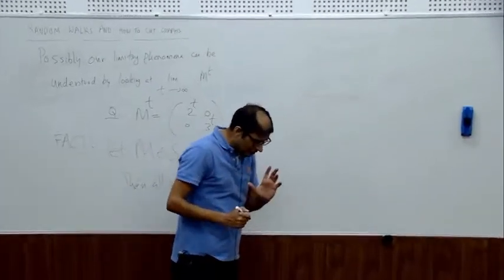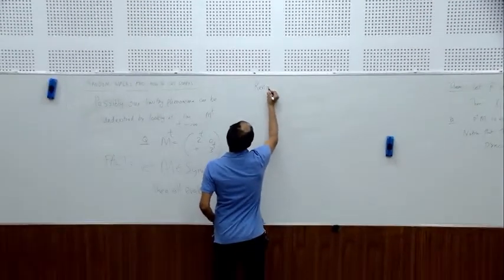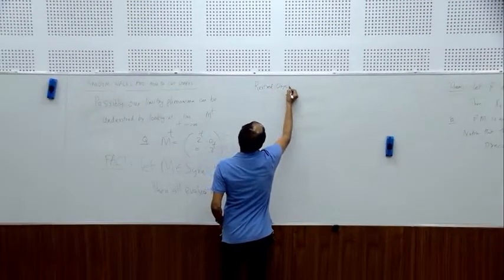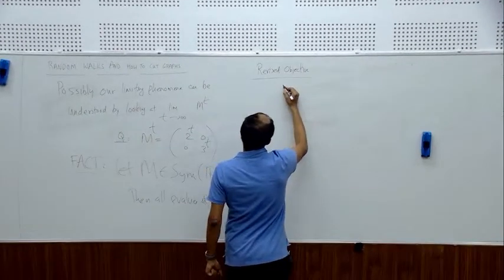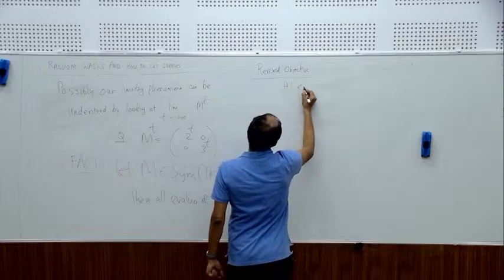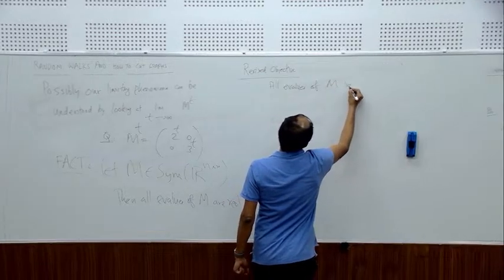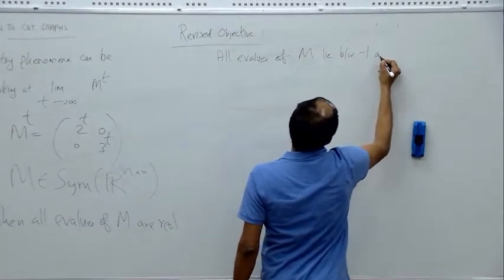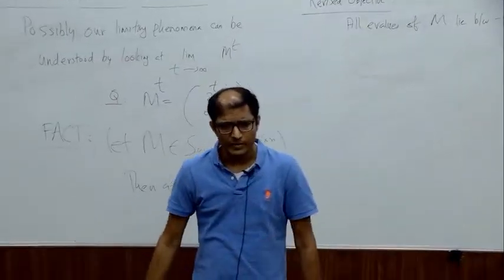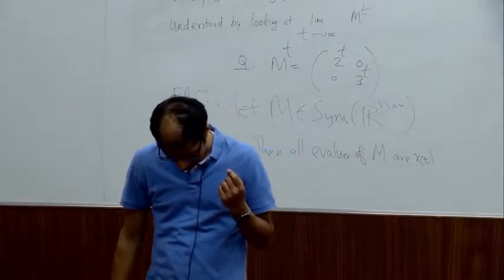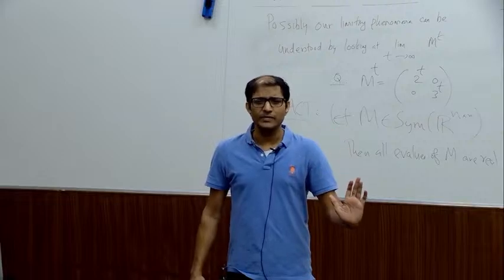Good. So here is our revised objective. We want to help out our physicist friend, and we want to prove to this friend that all eigenvalues of capital M lie between -1 and +1. That's what I'd like to prove for my physicist friend. How do I do that? First off, I'm going to make a simplification. I'm going to assume that my matrix is in fact symmetric.